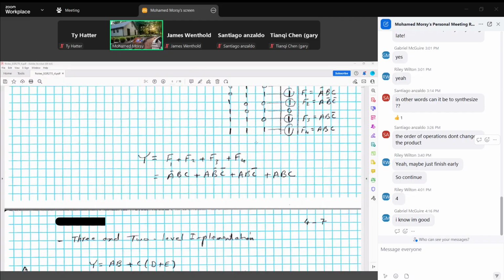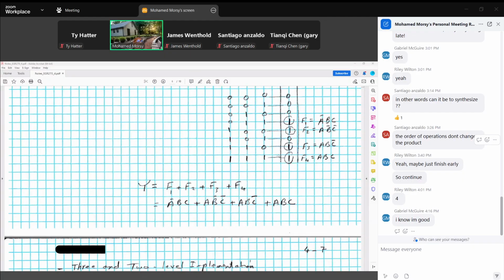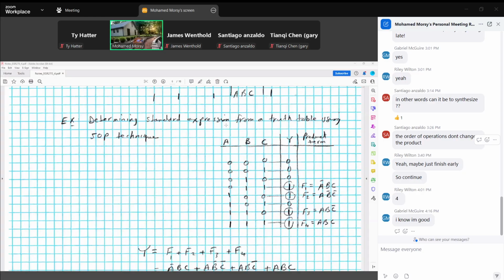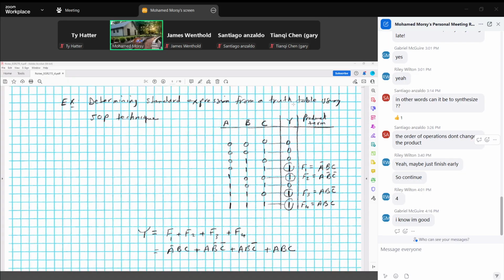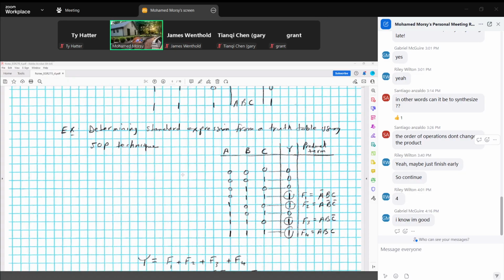So let us do this and we'll continue next time. Determine the standard expression from a truth table using the sum of product technique. Now we are given the truth table, vice versa. From this truth table we need to get the function, the standard expression. Even if I didn't mention standard, it is known now that the output from this will be standard.